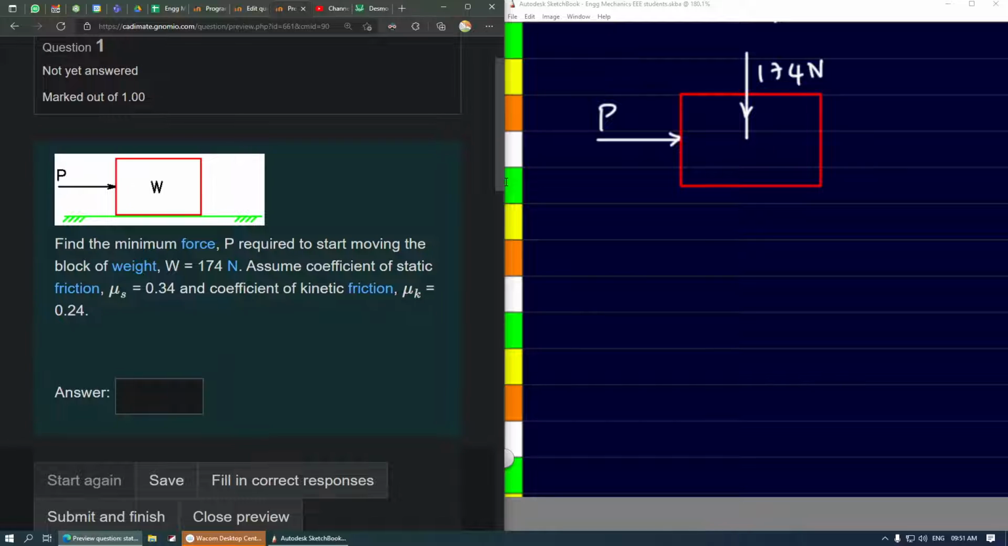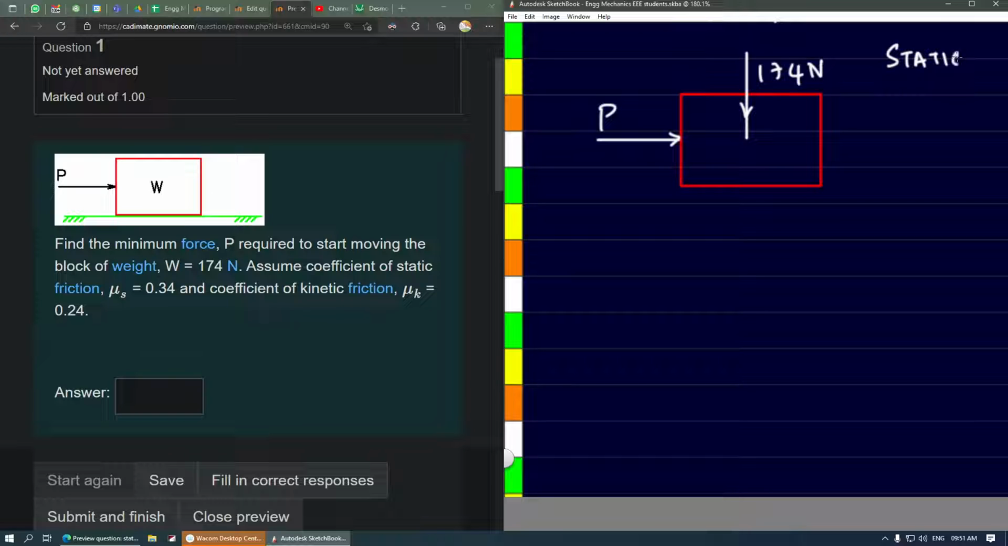moving the object. So when you are required to start the motion, that means the problem is still of statics. It's not actually moving, and the motion is just impending motion.